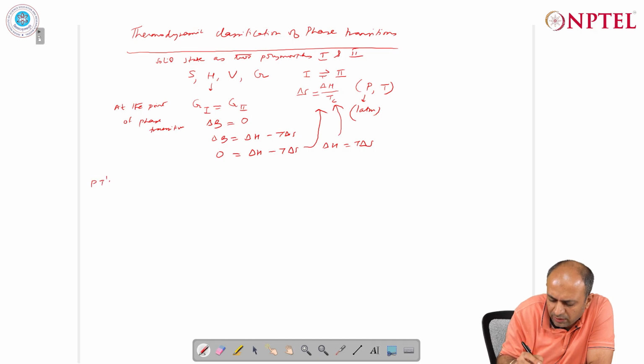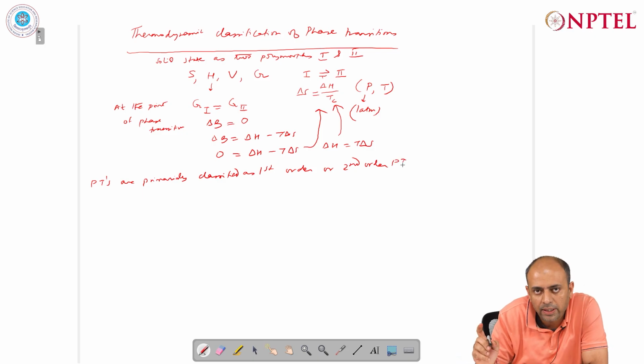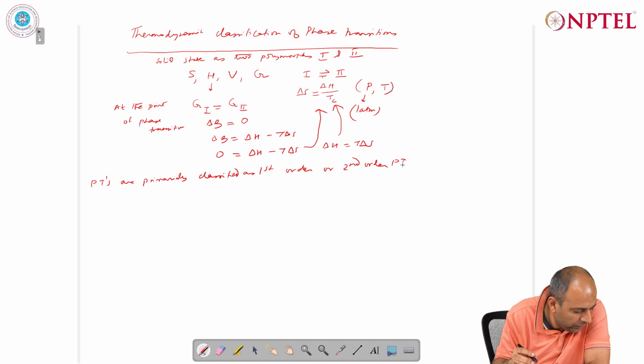Phase transitions, to start with, are primarily classified as first order or second order phase transitions, which are the more popular ones. Even higher orders of phase transition greater than 2 are also possible, but we will not be looking at those. We will be focusing on the first order and second order phase transitions, and we need to characterize them from experiments and see how we can understand the variation in the thermodynamic parameters associated with first order or second order phase transitions.